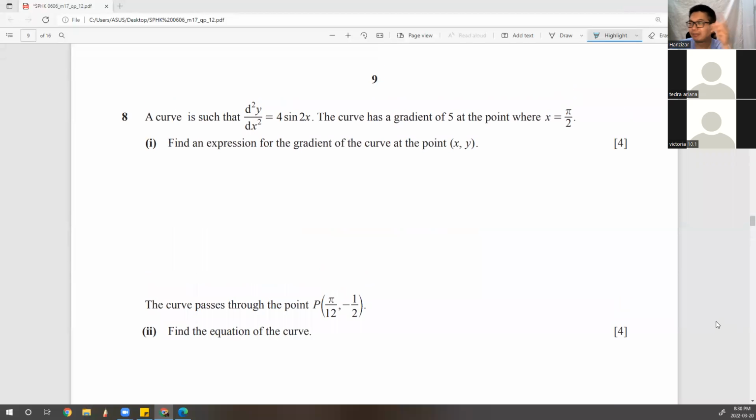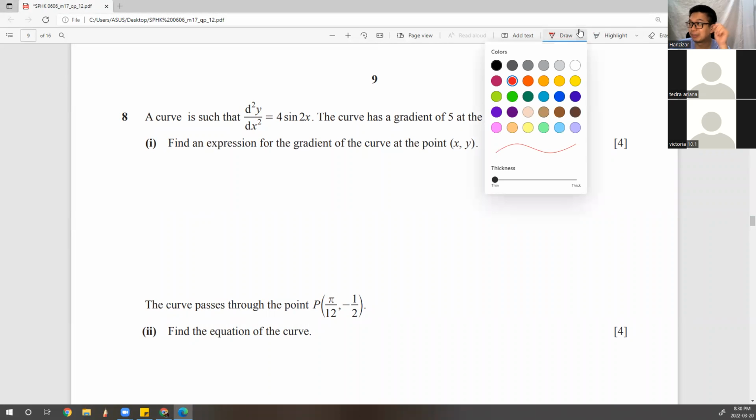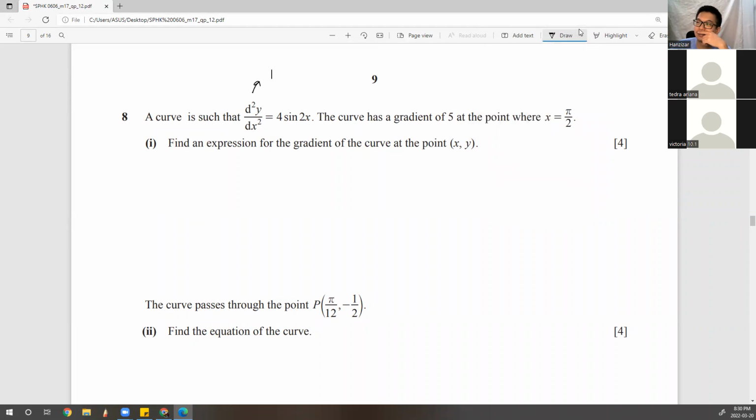So number 8, we have to see the logic, or see the question. What is the question expecting you to do? First thing, d square y over dx square is the double derivative, or the second derivative, right? And we are finding the expression for the gradient. So what is the gradient? Gradient is the first derivative, right? So we are given the second derivative and we are asked for the first derivative. So what do you need to do?